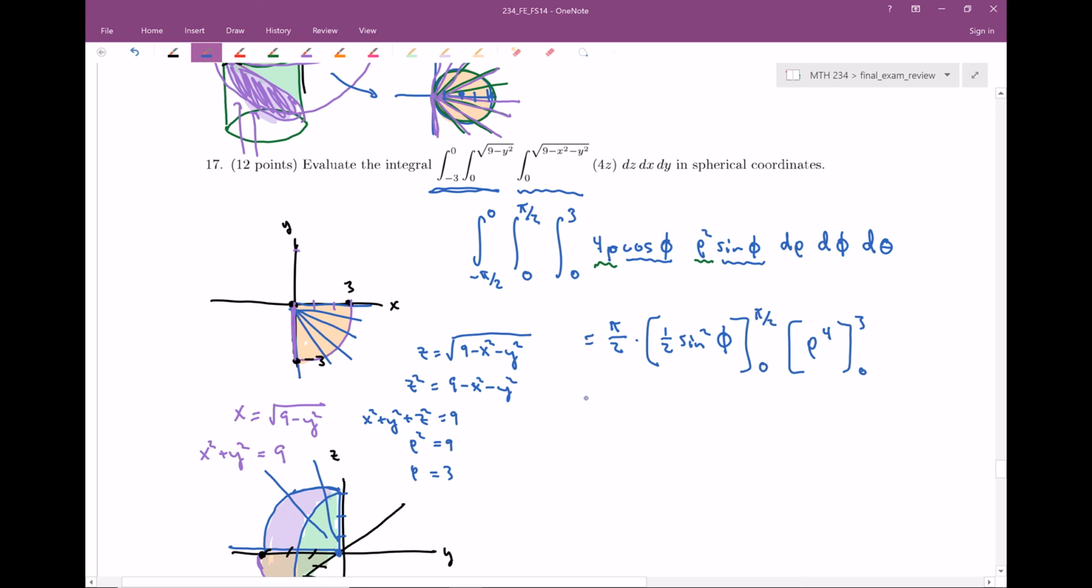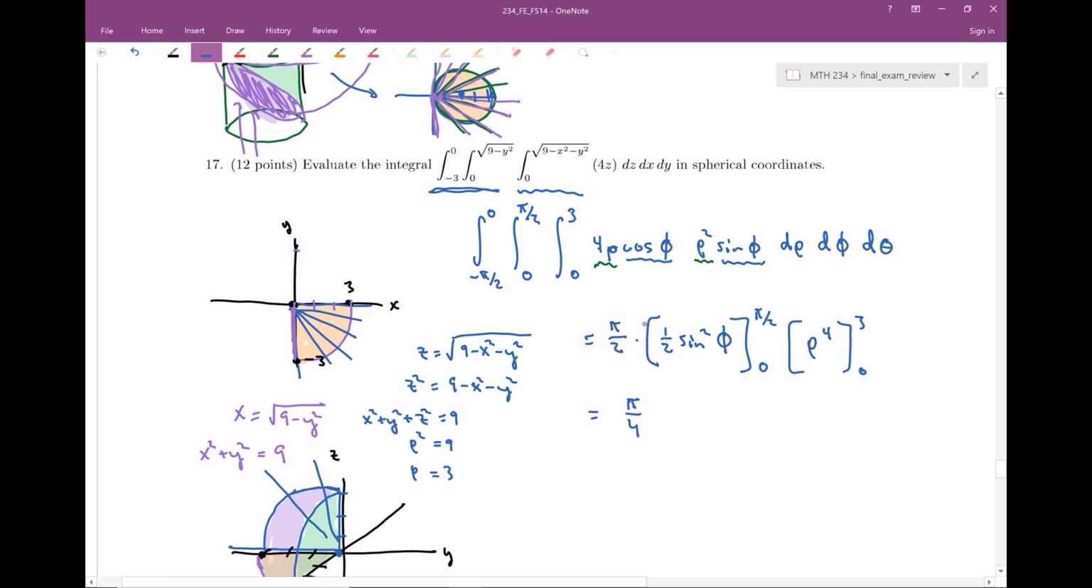So you can see that this triple integral is really nice in spherical coordinates because all of these bounds are constants: 0 to 3, 0 to pi over 2, negative pi over 2 to 0. And we have a product of just a theta function, 1, just a phi function, cosine phi, sine phi, and just a rho function, 4 rho cubed in this case. So you can integrate those independently and multiply the results together. It's very nice. So in this case, I'm going to have pi over 4.